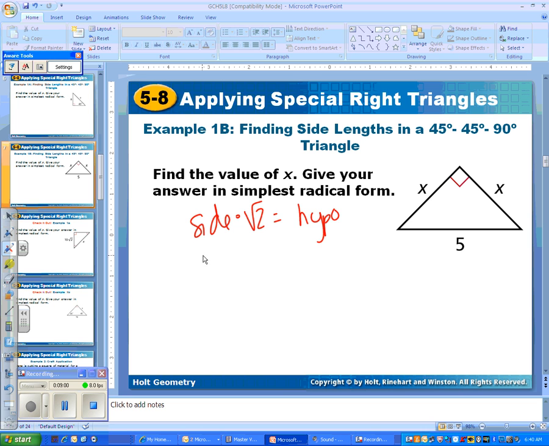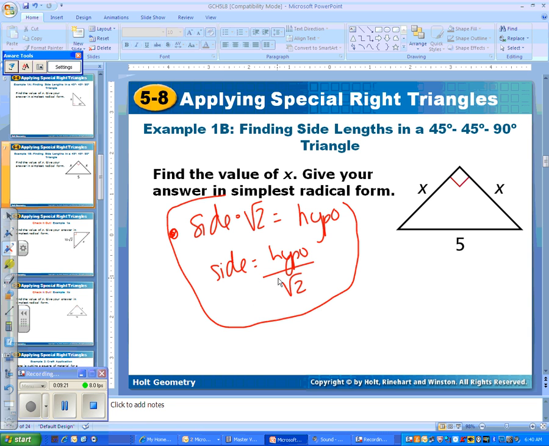That's the shortcut. Now, if I give you the hypotenuse and I want to figure out what the side is, the side is just going to be the hypotenuse divided by radical 2, right? If I wanted to get the side by itself, I would divide both sides by radical 2. So this is another shortcut. If you can just remember this formula, you're going to remember the shortcut. However, you can still do Pythagorean theorem.